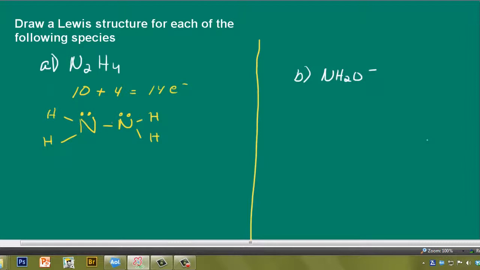So let's see if my octet is satisfied. Yes, both nitrogens have an octet of electrons. So far, this looks like a valid Lewis structure. But one more thing I want to do is check my formal charges.